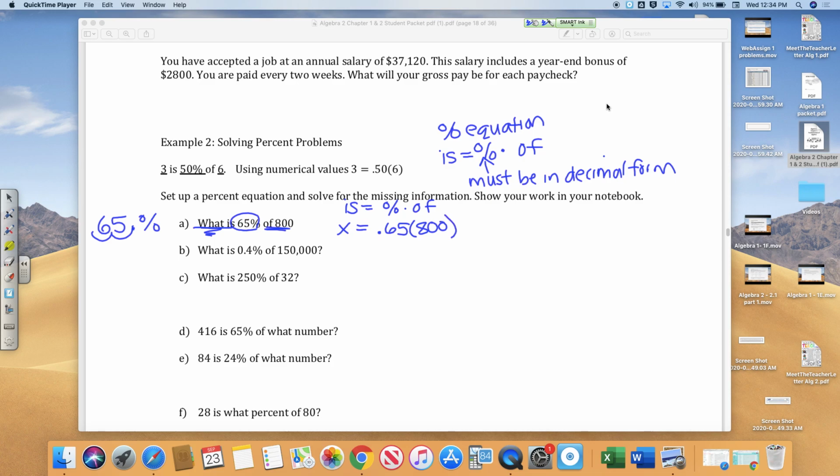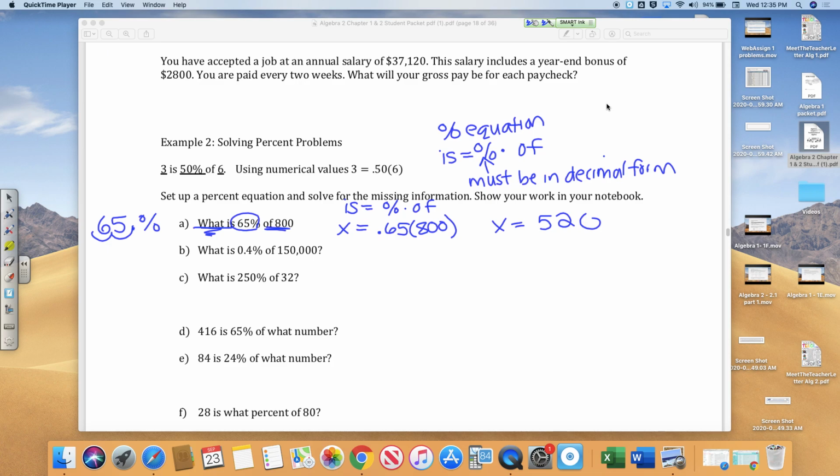That's literally how it works. The number closest to the word is goes before the equal sign. The percent goes to the right of the equal sign, and you multiply that by the number that's closest to the word of. And it works every single time. When we multiply, we're going to get x is equal to 520 for the first one.